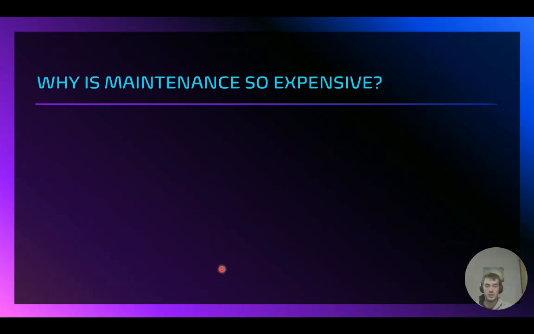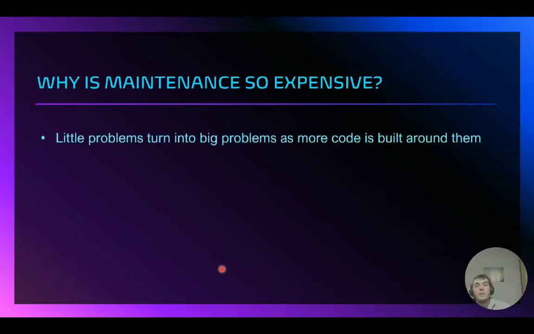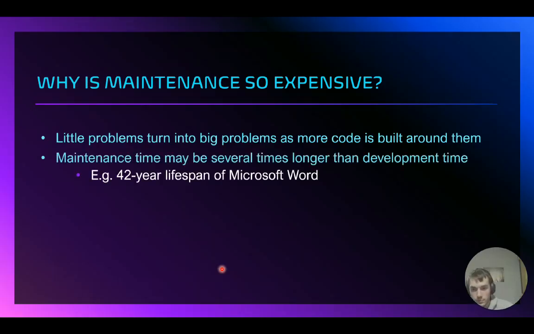So why is maintenance so expensive in software? Well, for one, it's what we just talked about. Little problems turn into big problems as more code is built around them. So you can imagine that if you have an error that you didn't catch and you've built 10,000 lines of code that rely on a piece of software that is errant, that has an issue in it, well, it's going to cost you a lot to rewrite all of that code. It was a relatively little problem, just maybe a logic error. It's going to be really expensive to fix it once everything's been codified and sort of set into stone.